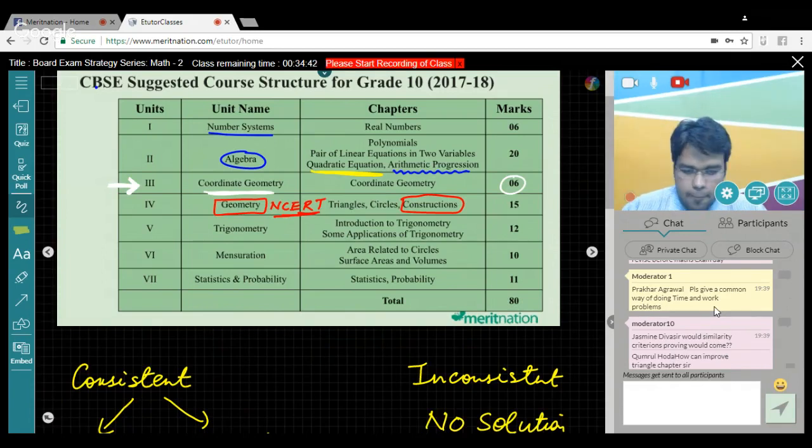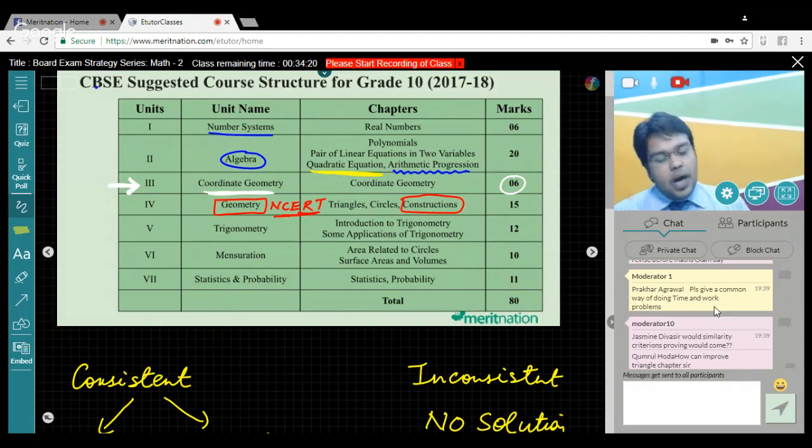Similarity criterion proving, Jasmine has asked whether the proofs of similarity criteria will be asked. Jasmine, the chances are very low. It's almost 90% likely that you will not be asked to prove the AA similarity or the other similarity criteria.